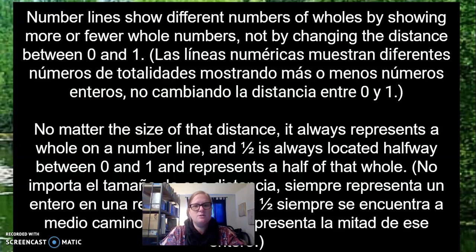Number lines show different numbers of holes by showing more or fewer whole numbers, not by changing the distance between 0 and 1. This is very important. No matter the size of that distance, it always represents a hole on a number line, and half is always located halfway between 0 and 1 and represents a half of that hole.